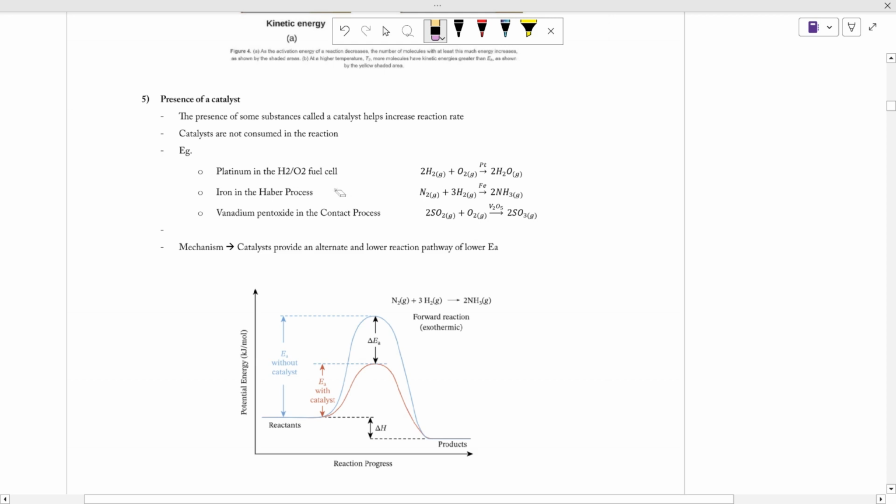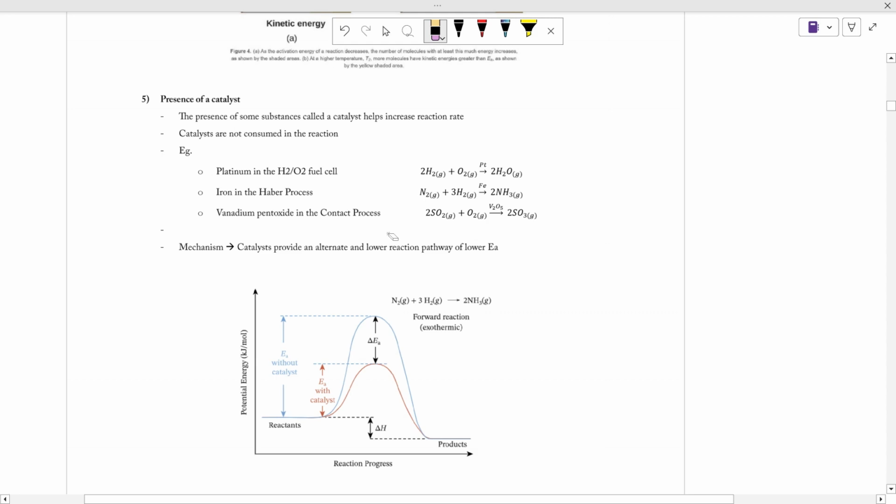And then you've got the Haber process, which is actually one of two industrial processes that you'll be going through later on in this course. The Haber process is basically the production of ammonia, right? So iron is actually the catalyst for this specific reaction and helps speed up the rate of reaction. Last one is vanadium pentoxide in the contact process.